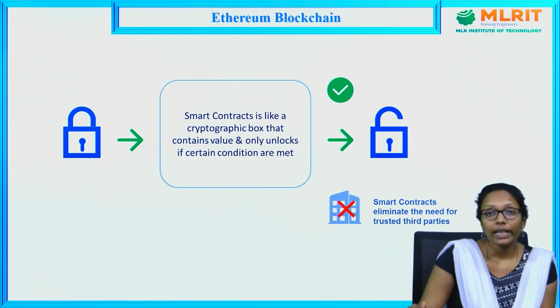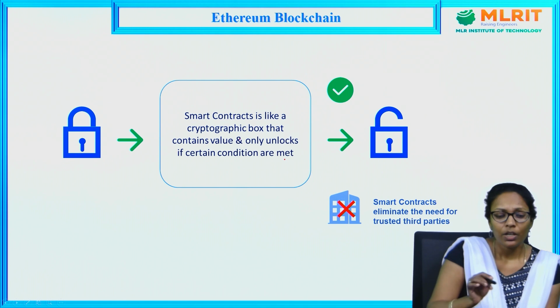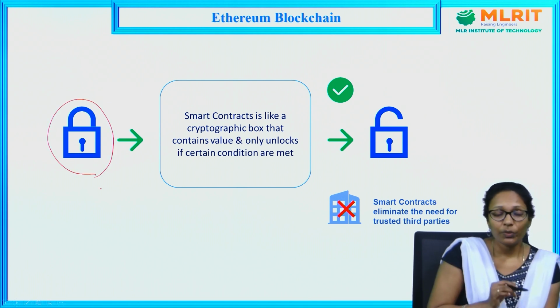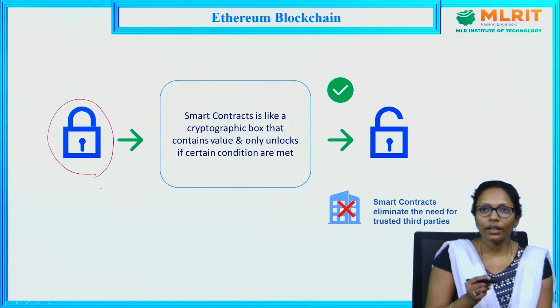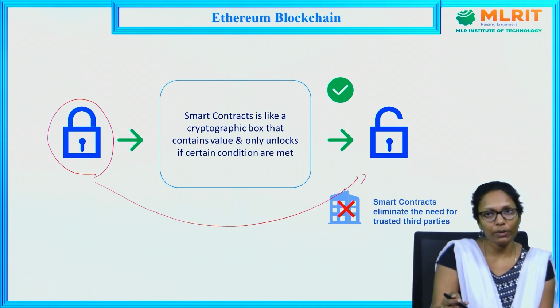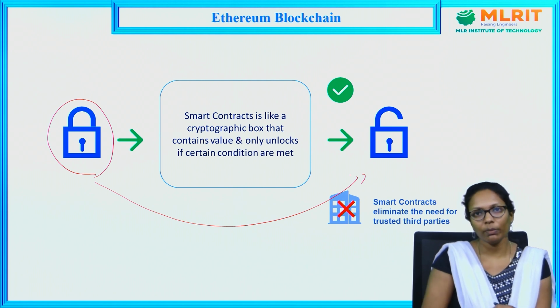This is a diagrammatic picture of a smart contract. A smart contract is like a cryptographic box that contains value and only unlocks if certain conditions are met. It is like a box, a cryptographic box. I can open that box whenever I have the key. In the same way, this lock will be opened whenever the condition is true. Whenever the condition is true, the lock will automatically open.